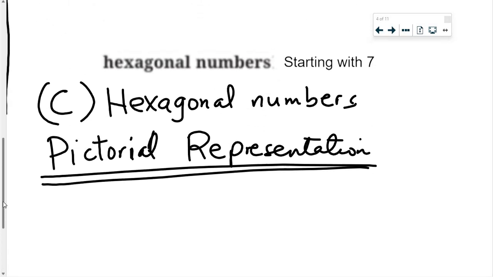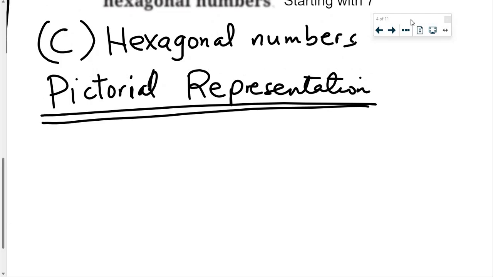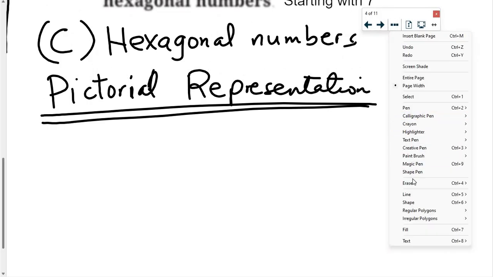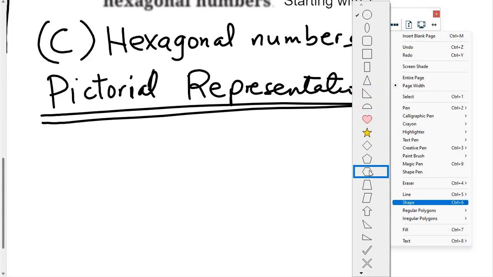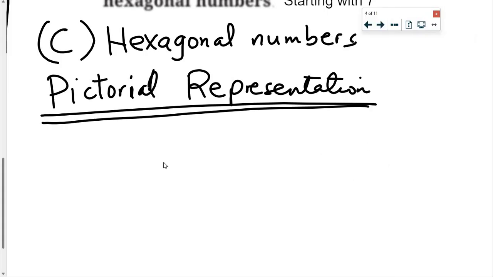Step number 1, because we already know that when you multiply a triangular number by 6 and you add 1, you get a hexagonal number. So what you do is start drawing the hexagonal numbers, or start drawing the pictures for hexagons. I will explain how to do that. So let us see. We have 1, 2, 3, 4, 5, 6. Okay, this is the shape.